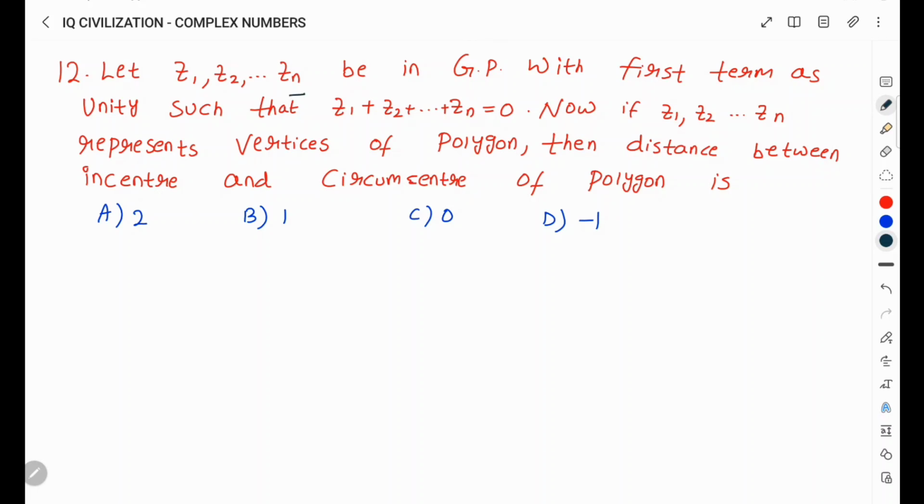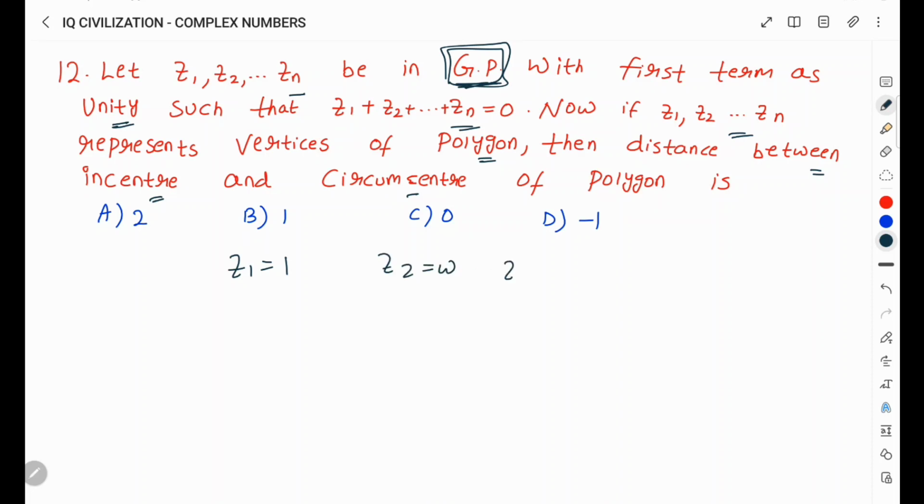So if z1, z2, and so on, zn are in what? GP. This is the keyword here. First term as unity, so that the sum is 0. Now if this value represents the polygon vertices, we have to find the distance between the in-center and the circumcenter. Okay, it's a very small shortcut. Let z1 is equal to 1, already given.